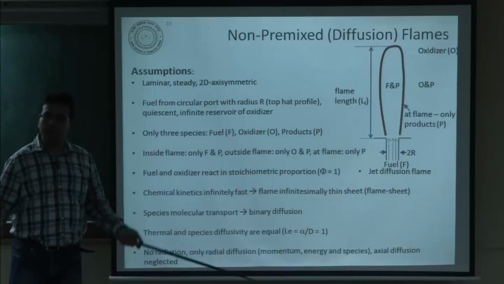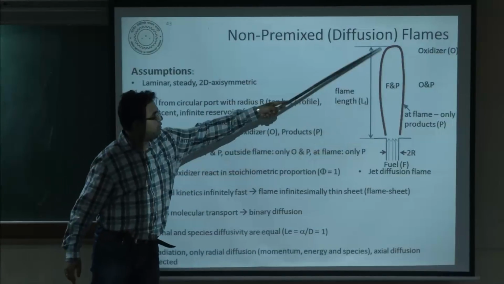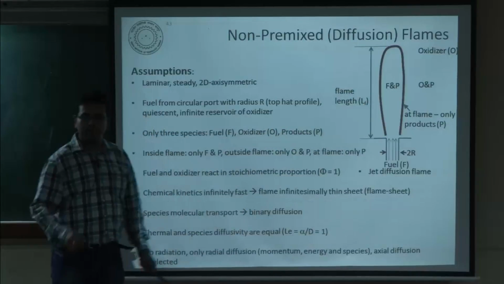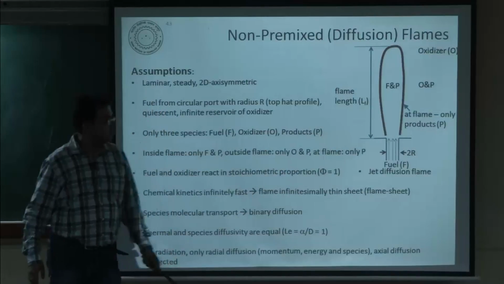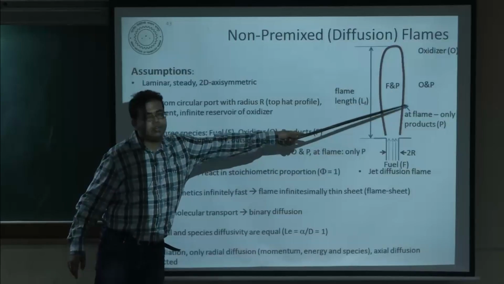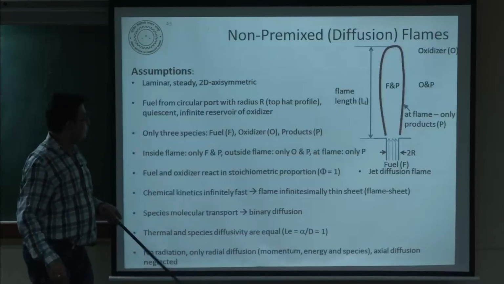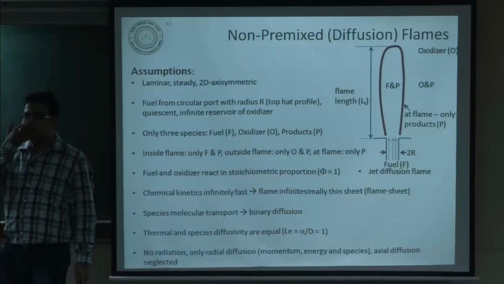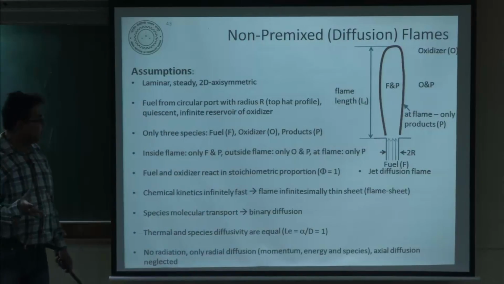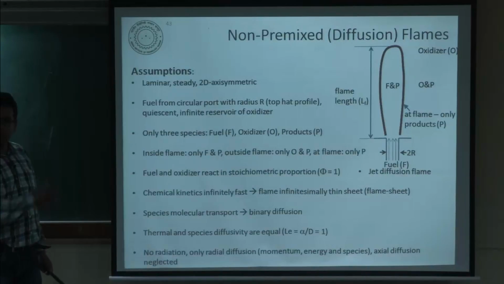So fuel plus oxidizer goes to product in a single step reaction. Inside the flame, inside this red line, we have only fuel and products. So there is no oxidizer, it cannot penetrate this line. And on the outside we have oxidizer and product, there will be no fuel left. At this red line, that is the stoichiometric contour, you get only product. That is the inherent assumption that we are making, although you will see that it may not be the same thing, there could be a little overlap, but that is good enough to begin.